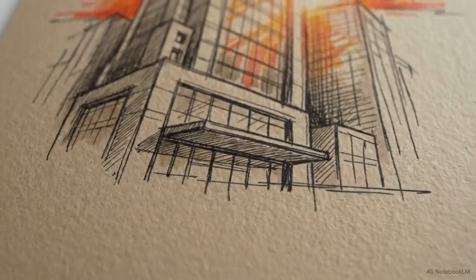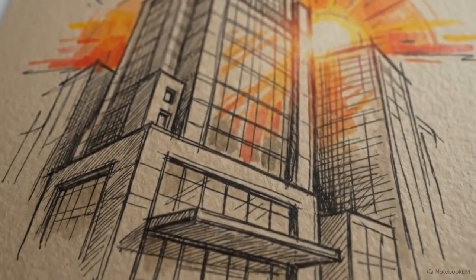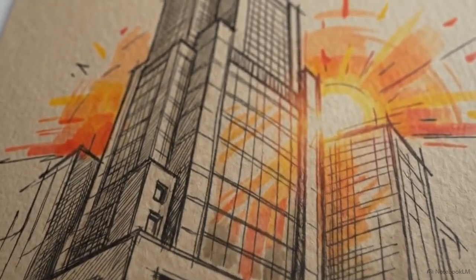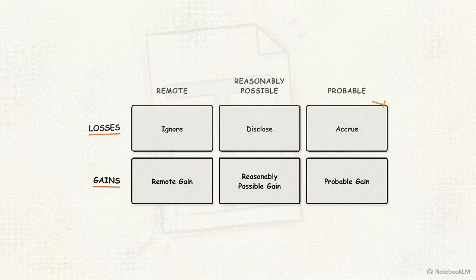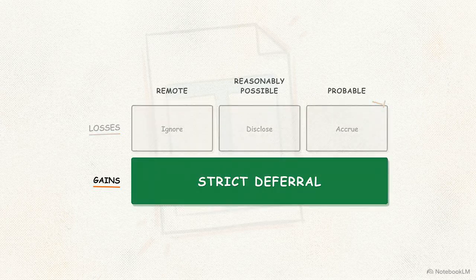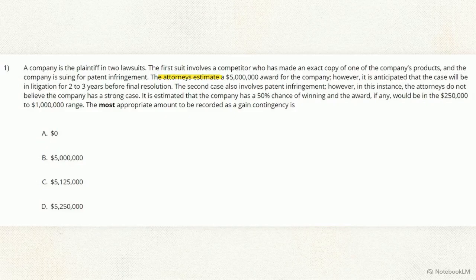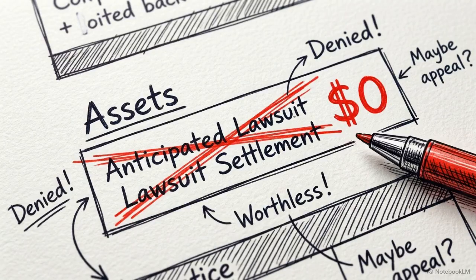The framework shifts when we look at the potential upside, lawsuits the company is likely to win, or settlements they are owed. Gain contingencies follow a single strict rule, regardless of their probability. They are recognized only when fully realized. Consider this patent infringement case. While the company's attorneys expect a $5 million award, the matter will remain in litigation for 2 to 3 years. Despite the high confidence of the attorneys, the gain cannot be placed on the balance sheet.